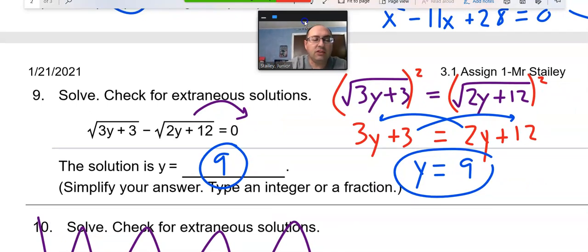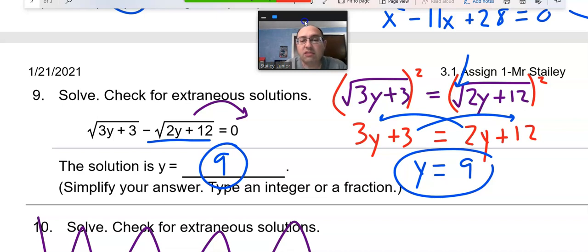Okay, question 9. Solve. Check for extraneous solutions. So when we say get the radical by itself, this time we're moving a radical to the other side by adding it. Right? It's negative. So we add it to the other side, then it becomes positive. And then we have radicals on both sides by themselves. We could square both sides. Nice that the radicals all disappear.